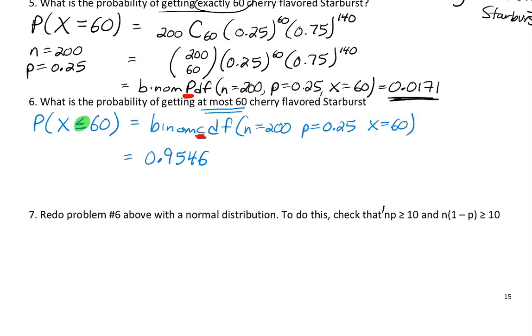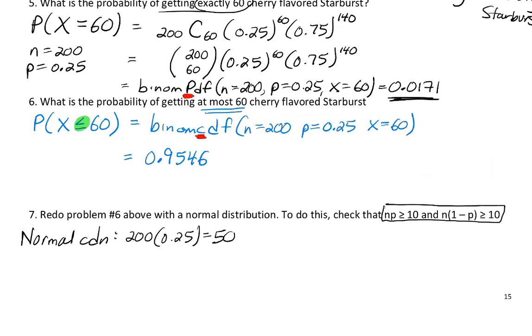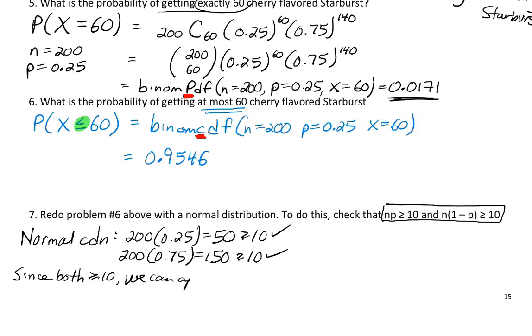To do this, we need to check our condition. We'll call this our normal condition, or our large counts condition. So n times p is 200 times a quarter, that would be 50, which is greater than or equal to 10. So that works. And then n times the complement, 200 times 75 percent, would be 150, and that's also greater than or equal to 10. You do have to check both. So since both are greater than or equal to 10, we can approximate the distribution with a normal curve.